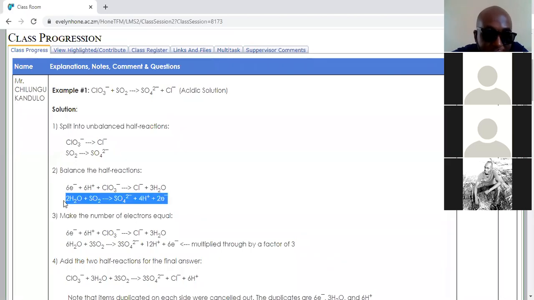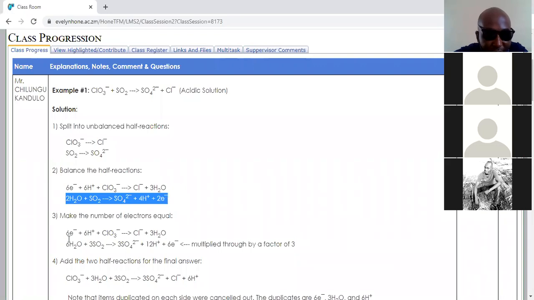That's all. Then after this, you will see that the electrons are different. The electrons in this reaction must be the same as the electrons here. So to balance the electrons, you factor: you have 6 and 2. What number do you multiply by to get the same number on both? You discover that if you multiply by a factor of 3, you get 6. So you multiply everything by 3.